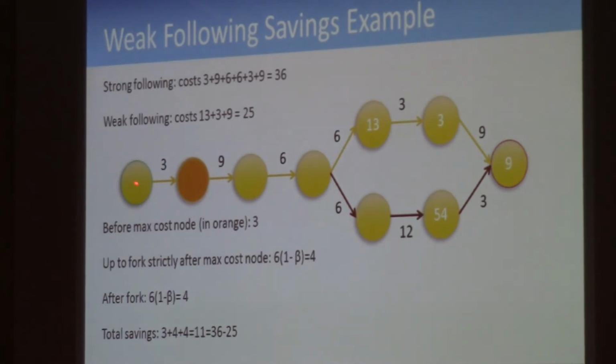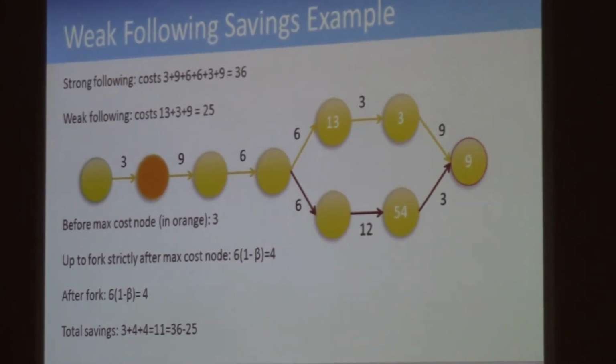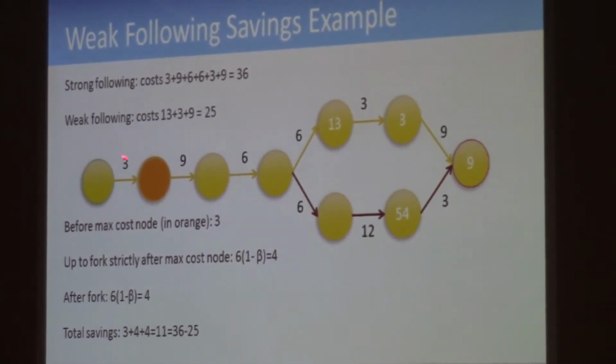Of course, if the maximum perceived cost had been here, then this savings component wouldn't mean anything at all because there is nothing before the start node. But in this particular case, guess what I actually have? I actually save because this cost essentially doesn't matter anymore. I don't have to pay it.